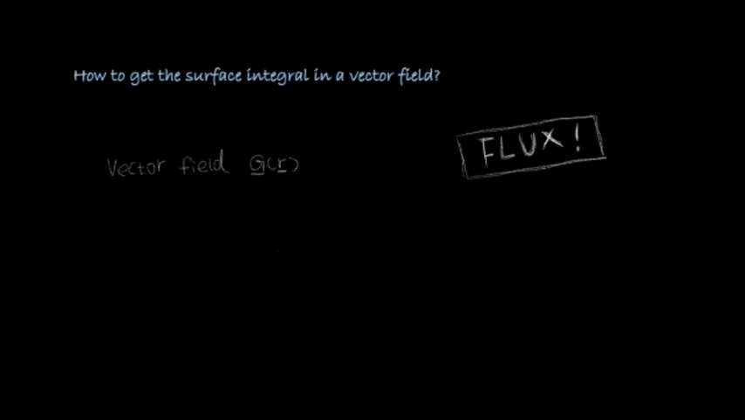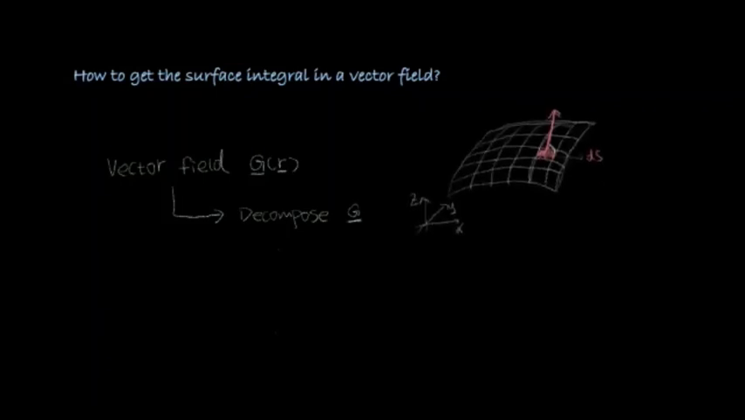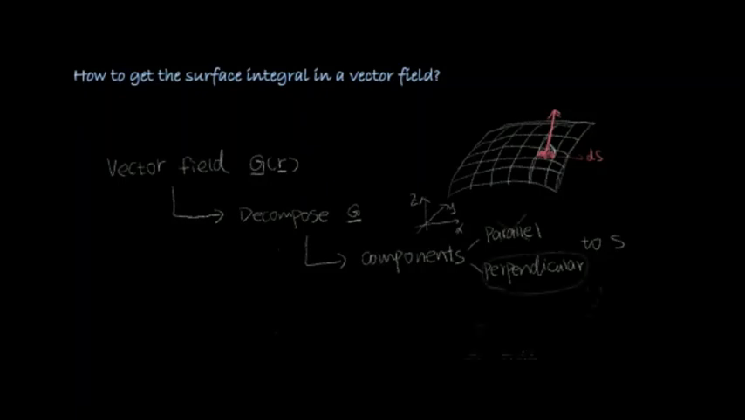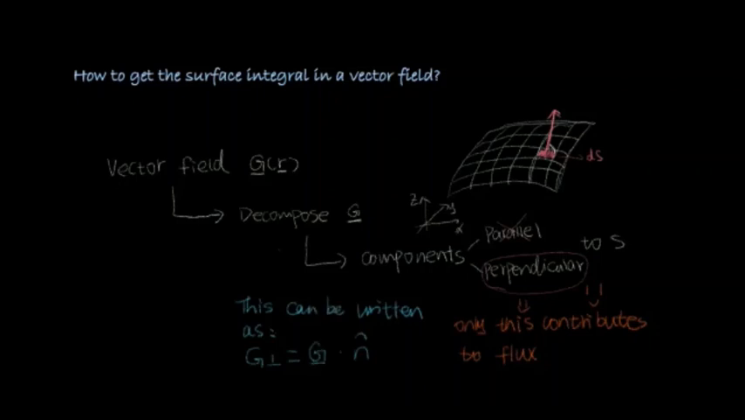So we'll think about how we can get the surface integral of a vector element, and we need to look at the flux. So we'll decompose the vector field G of R into two components, the parallel components and the perpendicular components to the surface. And only the perpendicular components will contribute to the flux, as the parallel components will give us a dot product of 0.